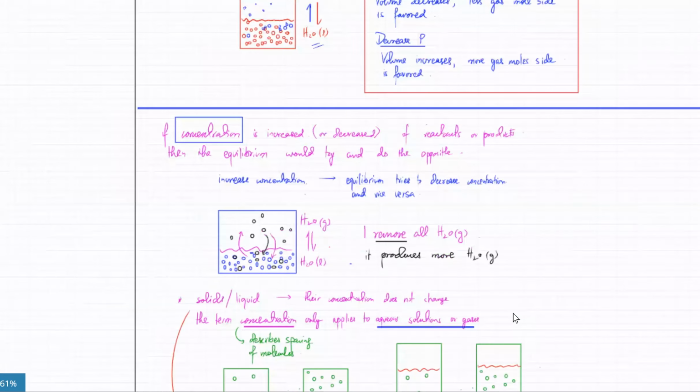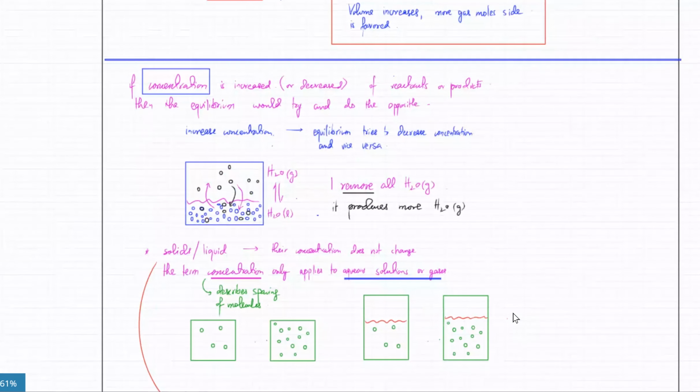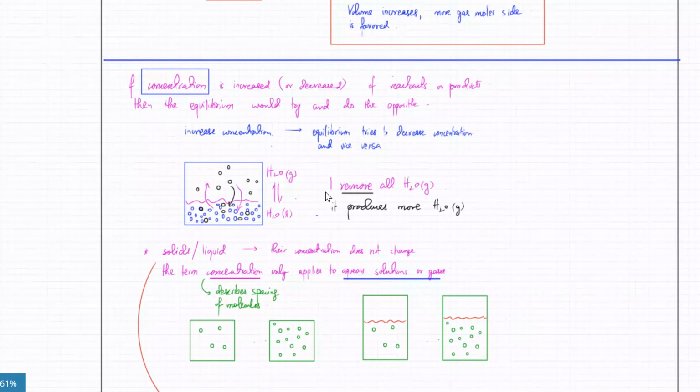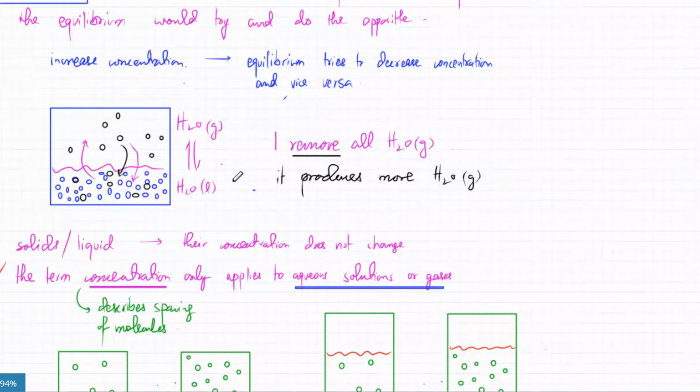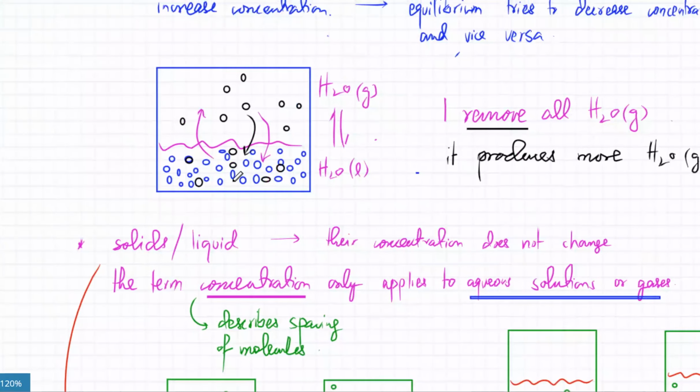अब फिर last वाला जो rule है ना Le Chatelier's principle का, that is this one. If the concentration of reactants or products is increased or decreased, then the equilibrium would try and do the opposite, which basically means, again, the same reaction. If I decrease something, it will try to increase the same thing. If I increase something, it will try to decrease that.